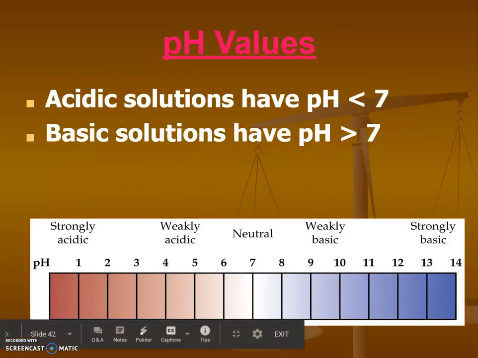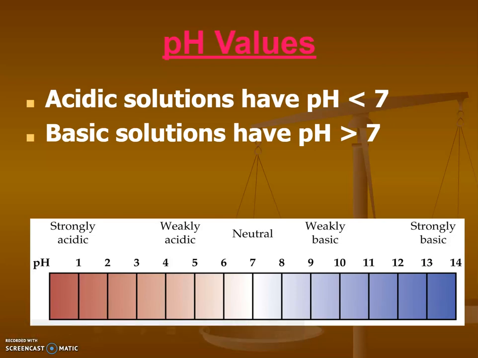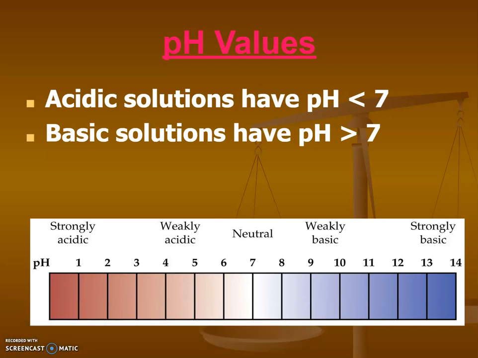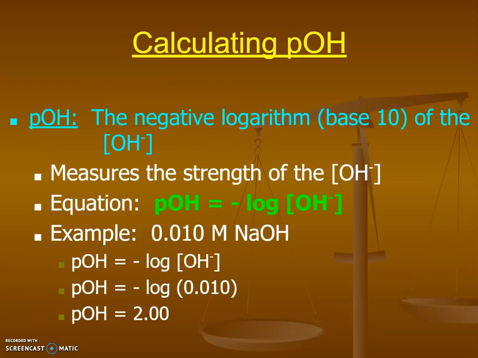Okay, so like I said, pH values. Acidic solutions are going to be less than 7, and neutral is 7 in the middle. Basic solutions are going to be greater than 7. All right, so there is the power of the hydrogen ion. There is also the power of the hydroxide ion.